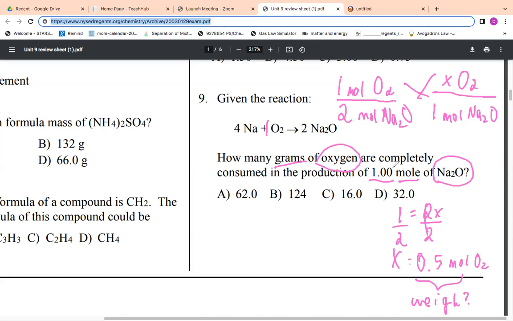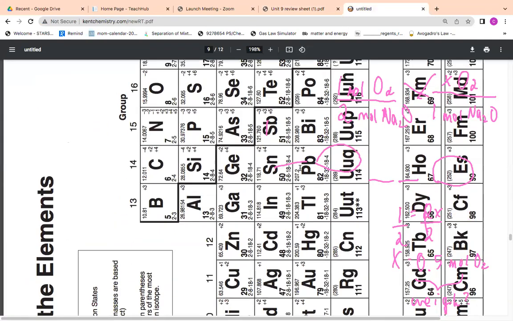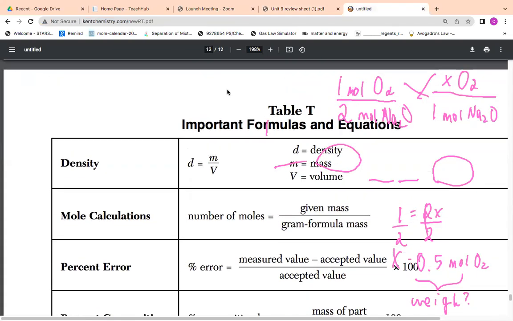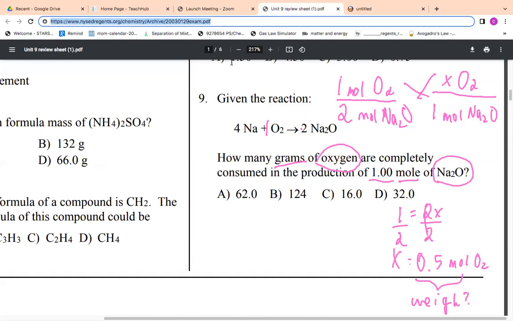So they want to know how much this actually weighs. Okay, so what you need to do is go to your reference table. And right here on the very last page, you are going to use this equation. Okay, so that's what we have to use now. So let's go back. Okay, so now I'm going to use this equation, and I'll just write it out here so we can see it. It's moles equals mass over gram formula mass.